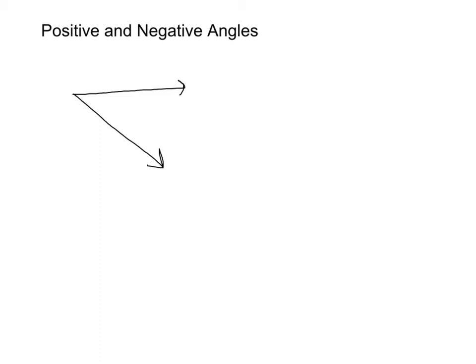The first terms are positive and negative angles. I've got an angle shown here, and whether it is positive or negative is determined by the direction in which it's measured. If I measure the angle in this direction, it's a positive angle. So counterclockwise is positive. If I measure clockwise, it's a negative angle. The angle doesn't actually change in any way, but the measure we give it is determined by the direction in which it's measured.